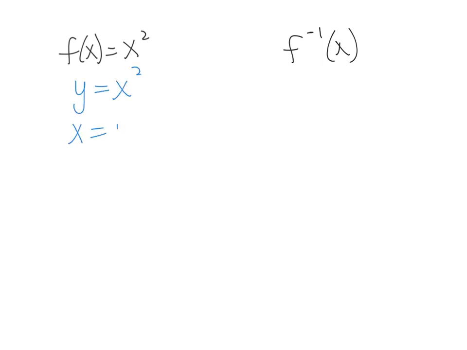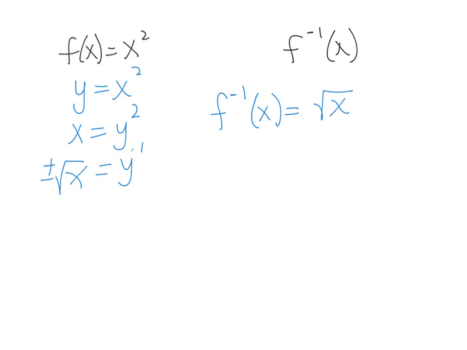Switch x and y. And then y would be y inverse, that would be the inverse function, would be plus or minus the square root of x, right? So that f inverse of x would equal the square root of x. We'll pick one of those again. All right, so what I'm trying to find is the derivative of the inverse, right? If this is g of x, what I'm looking for is g prime of x, the derivative.